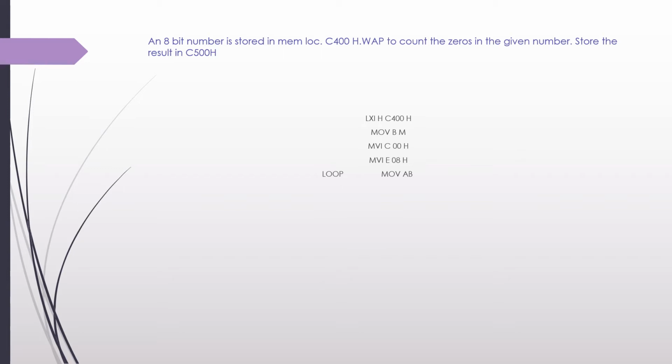Now whatever is there in B register you have taken to accumulator and then rotated it. You can rotate either to the right or to the left. How many times you are rotating? You are rotating 8 times. Once you rotate, if the carry is 0, then you are incrementing the counter. If the carry is not 0, you are not incrementing.